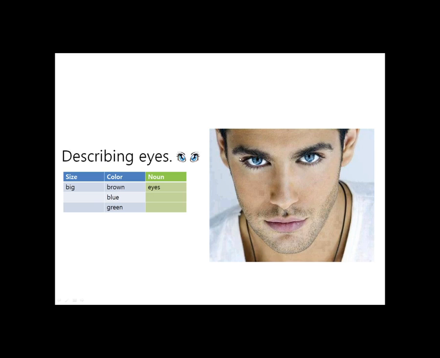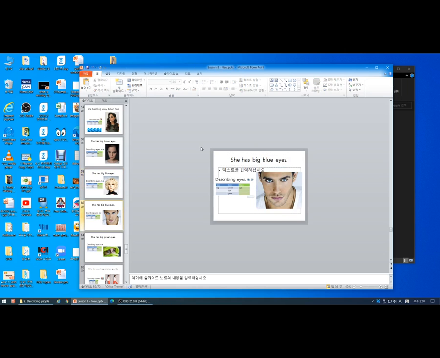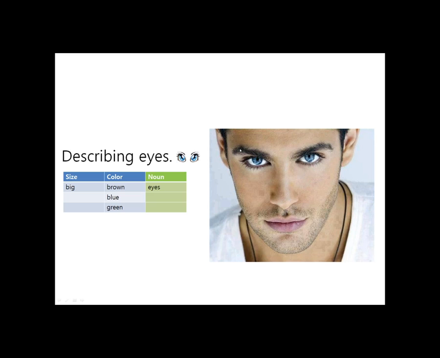Okay, let's move on. So let's describe his eyes. Yeah, he has big blue eyes. Oh, is this a he or a she? Yeah, this is a he. So we say, he has big blue eyes. Okay, so don't forget to change your subject if it's a man or a woman.